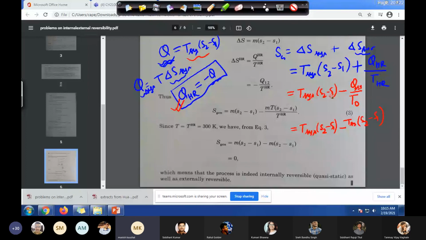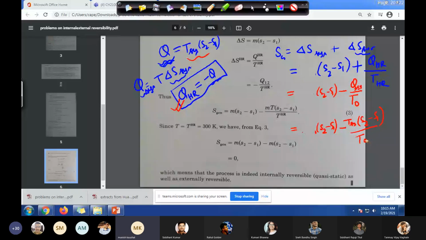Why am I writing it here? Delta S. Oh, why is there no T system here? That is a mistake, sorry. Yeah. So this is T system. T system S2 minus S1 divided by T naught. Okay.